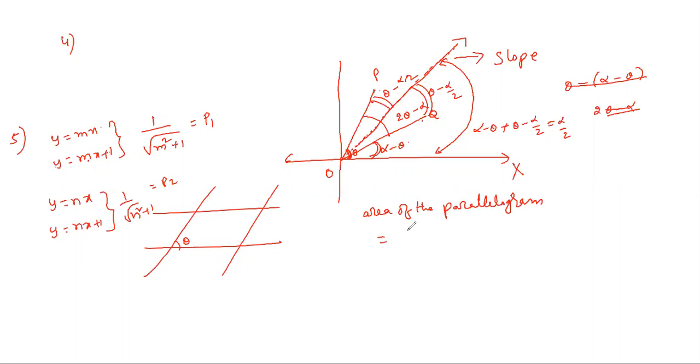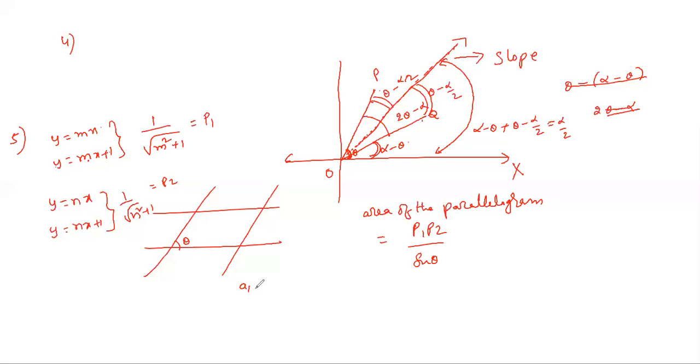Anyone? Area of the parallelogram formula. Mod of x1 minus x3 and x1 x2 minus x4. Lines are given. You can use this formula: P1 P2 by sin theta, where theta is the inclination between two non-parallel lines. This is one formula. Otherwise, if you take the lines like this, you can use this formula also.